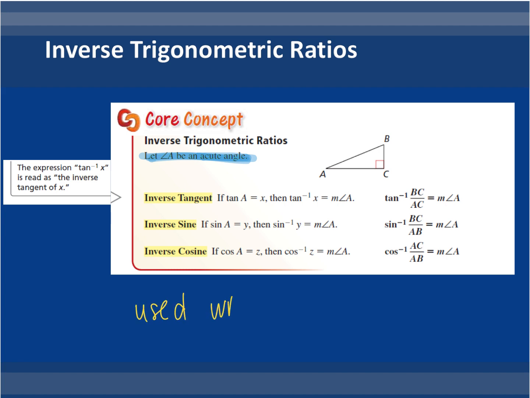Used when solving for an angle. Okay, and remember on the calculator, how do I get the inverse? The second. Good. You have to push the second button to get that -1. You have to get that inverse. Okay, and you're only using it when you're solving for angles.